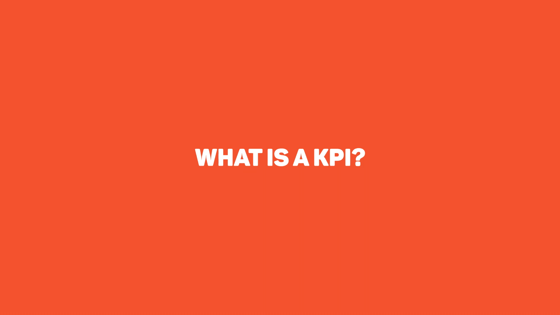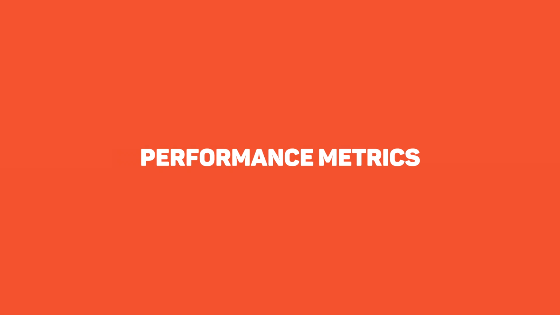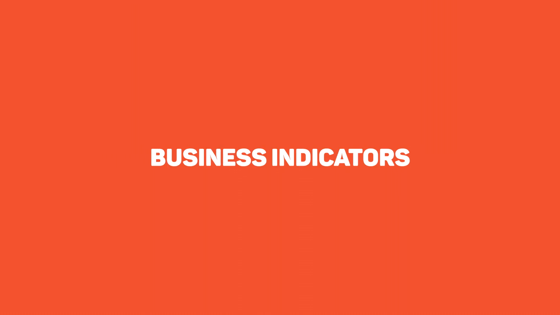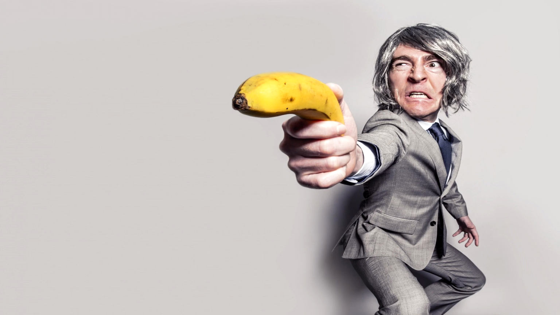What is a KPI? KPI stands for Key Performance Indicators. KPIs are also known as performance metrics, performance ratios, or business indicators. In a nutshell, KPIs are the metrics that business leaders need to see to verify their objectives. If, for example, a CEO says, "Our priority this year is to focus on growth," then he or she will focus on key metrics such as revenue, market outreach, brand value, and the like.